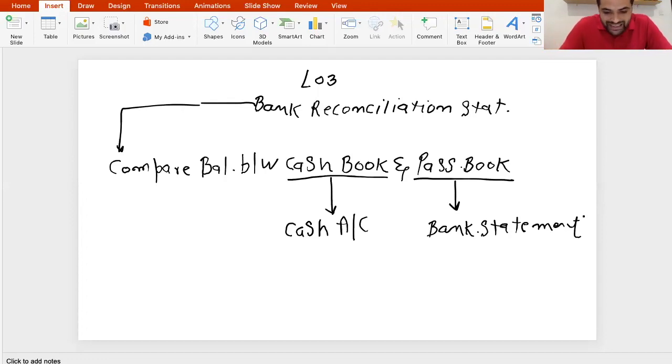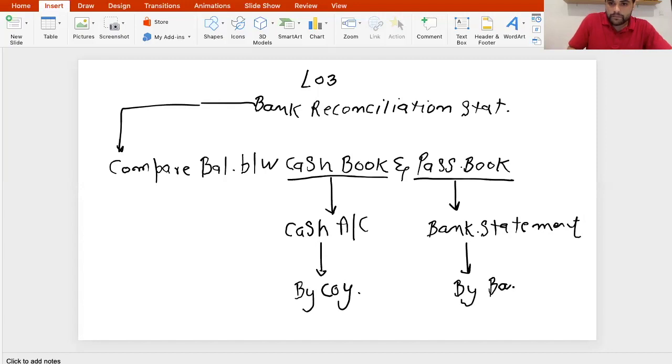Or in other words, you can say that a passbook is basically the bank's record of information in one account, and the customer has access to that account. So the bank will provide their account to the customer in order to understand their account balances. All right, so I repeat again, the cash book is a cash account prepared by the company, and the bank statement is prepared by the bank.